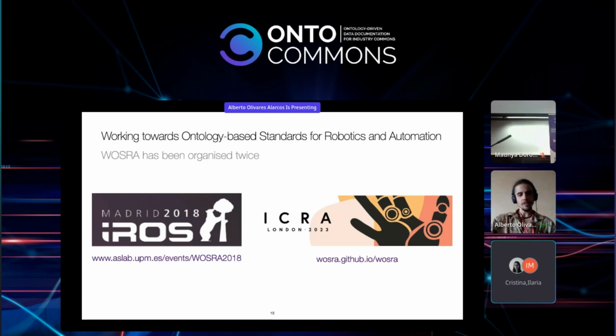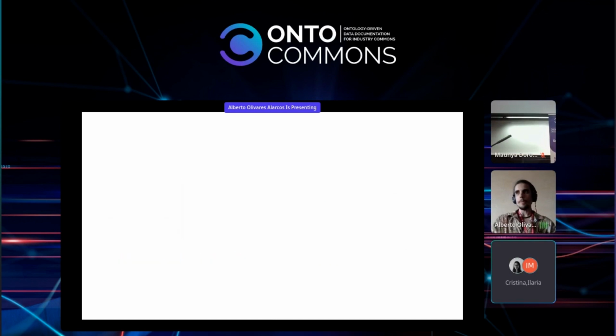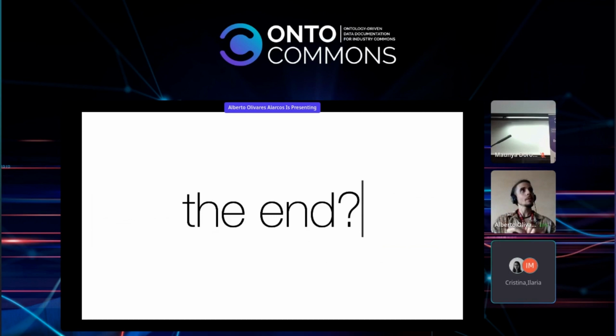The idea here is to put together people from robotics, ontologies, and also standards. And then we spend the whole day discussing how these three different domains can intervene together and be treated as one bigger domain. And I wonder if this is the end. Probably not, because there are a lot of things to do, a lot of ideas to share.